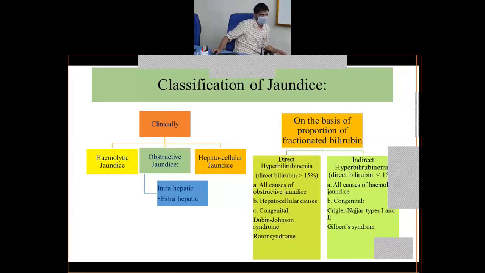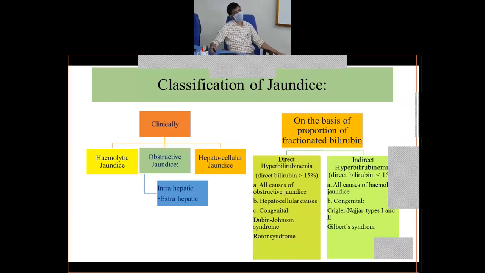If you classify the jaundice, we can classify it in two ways. One is clinically: hemolytic jaundice, obstructive jaundice, and hepatocellular jaundice. Hemolytic jaundice means there is destruction of the RBC that leads to excessive production of bilirubin. The obstructive jaundice can be further classified into intrahepatic and extrahepatic. Obstruction may be extrahepatic, like the common bile duct, or intrahepatic, like inside the liver in the small intrahepatic biliary ducts. Hepatocellular jaundice is when there is damage to the hepatocyte.